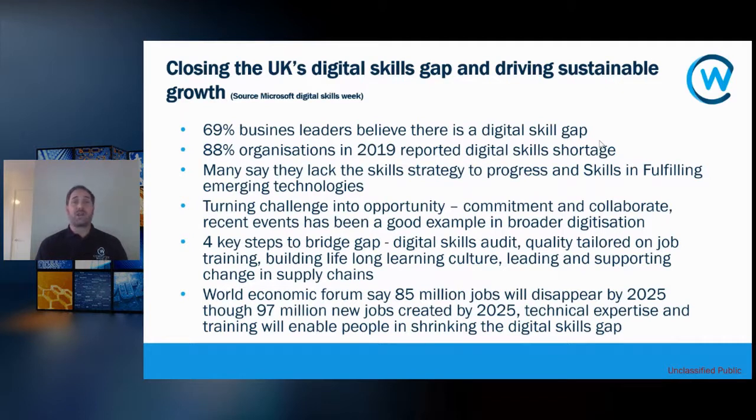Four key steps to bridge the gap: a digital skills audit, understanding through training needs analysis what ability you have within your organisation and within your people; quality tailored on-the-job training; building a lifelong learning culture; and leading and supporting change in supply chains as well. The World Economic Forum has stated that around 85 million jobs or job types will disappear by 2025, with the caveat that around 97 million new jobs will be created in the same time frame, with different technical expertise and training that will enable people in this shrinking digital skills gap.